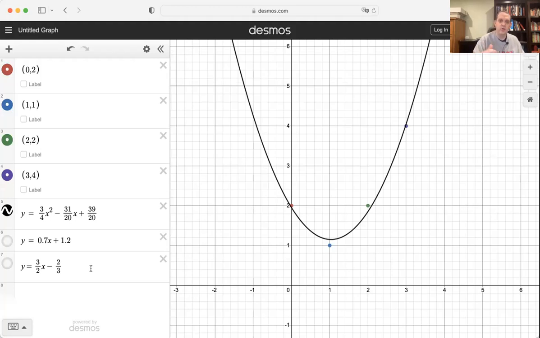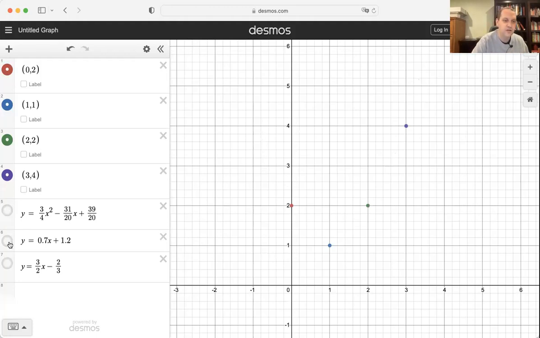I would encourage you to go through and try to find the line of best fit for these 4 points. If you go back and extrapolate on the problem that we did, try and find the line of best fit. It turns out what you'll get is 0.7x plus 1.2. But I think that's a good exercise for you to try, so go ahead and try that on your own at this point.